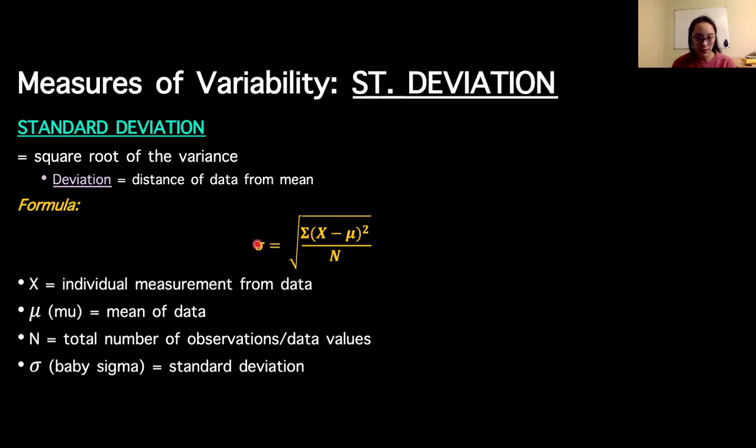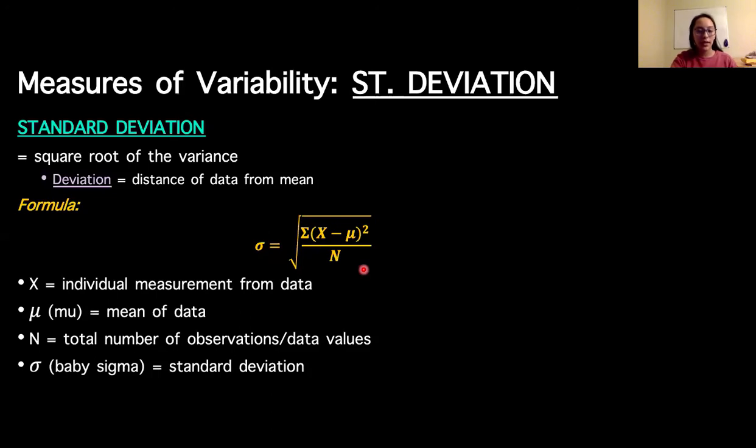Baby sigma, or lowercase sigma, is going to represent a standard deviation for a population, okay? So I just want to clarify: baby sigma and mu are population notations. I try to keep my notations straight in this class. But if for some reason I mess up, just know that for everything we do in this class, you will always be using sample calculations, okay?